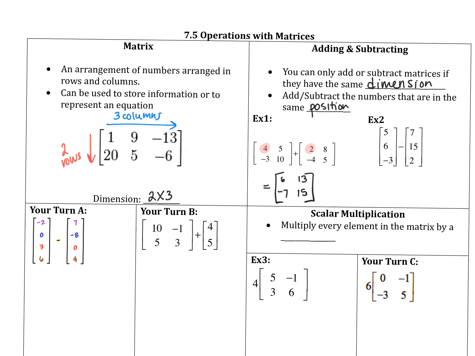Let's look at the second example. Okay, I can definitely add these 2 matrices together because I have a 3 by 1 and a 3 by 1 matrix. So I can go ahead and subtract those. 5 and 7 correspond, so 5 minus 7 is -2. 6 minus 15 is a -9. And -3 minus 2 is -5. And notice, again, my answer is just a combined matrix, and it is the same dimension as the original matrices, 3 by 1.